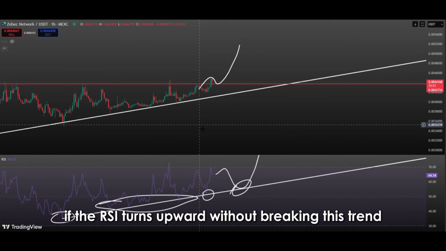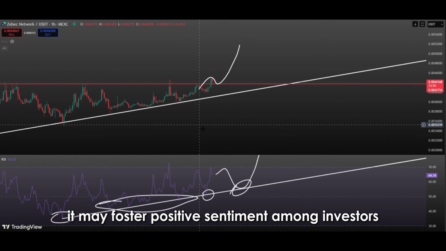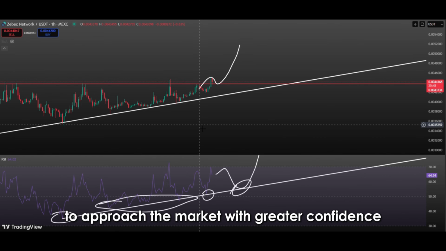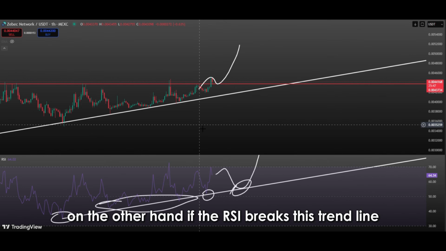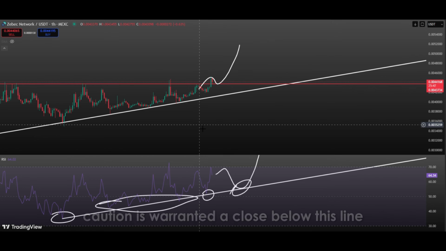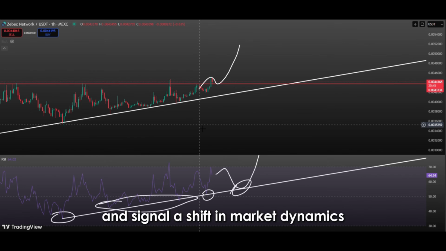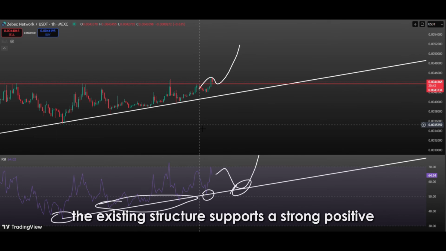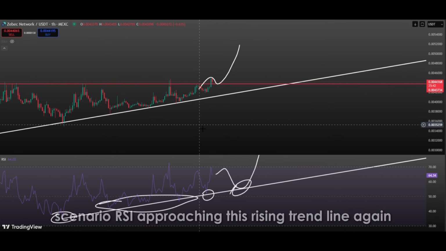If the RSI turns upward without breaking this trend, it may foster positive sentiment among investors, allowing both short-term and long-term participants to approach the market with greater confidence. On the other hand, if the RSI breaks this trend line, caution is warranted. A close below this line could indicate weakening momentum and signal a shift in market dynamics. However, since no such breakdown is currently observed, the existing structure supports a strong positive scenario.